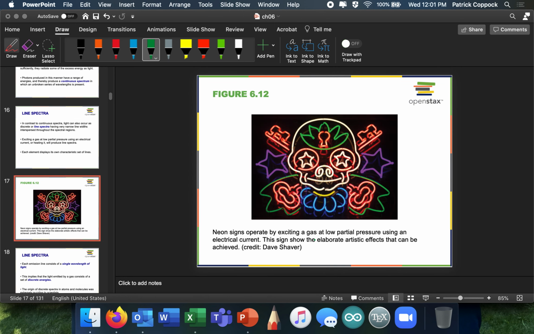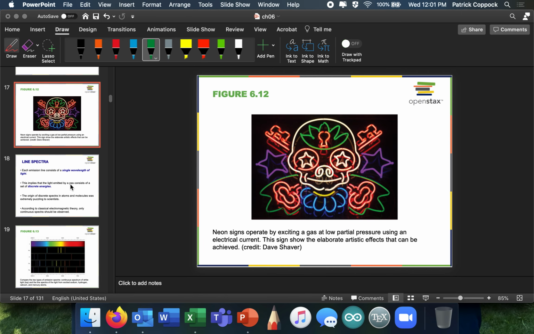Neon signs operate by exciting a gas at low partial pressure using an electrical current. This sign shows elaborate artistic effects that can be achieved. All right, so you have some gas in here, in this purple star, some gas in there, and they put electrical current across it, and it emits a purple light. Weird, right? Orange, green, white.